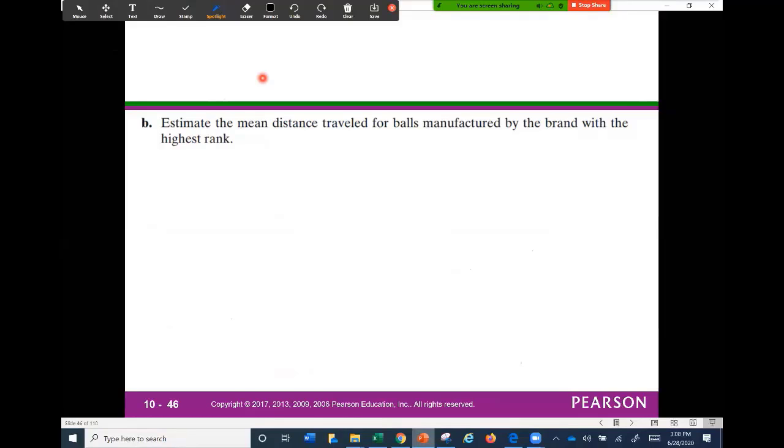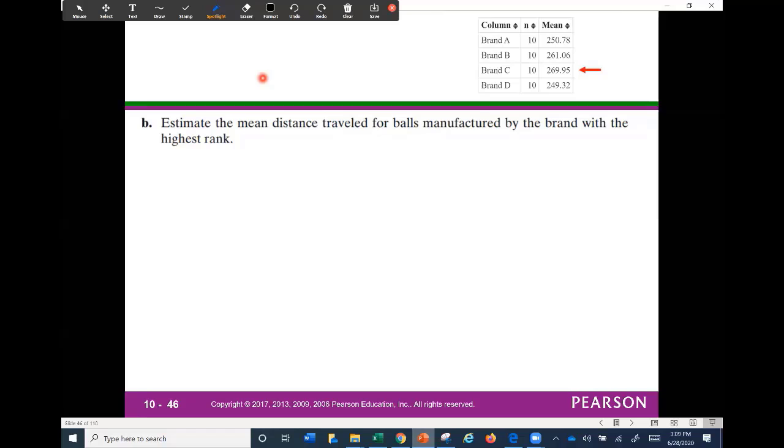In the second part of the previous exercise, we did a comparison of 4 means using a Tukey procedure, and let's estimate the mean distance traveled for balls manufactured by the brand with the highest rank. Actually, from the StatCrunch result, we have all means. In my data, we have 40 balls, 10 for each brand. The highest value is 269, which corresponds to brand C.